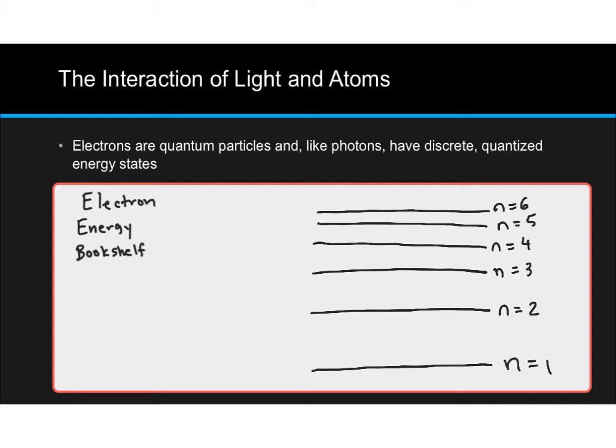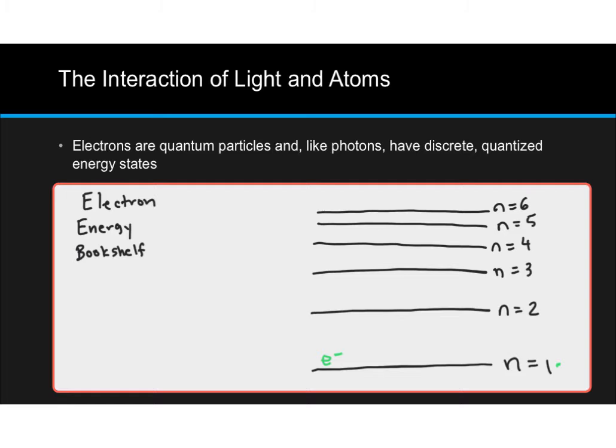Atoms will place electrons on shelves in the simplest way that they possibly can. Just like I'm lazy and will put an electron on the lowest possible shelf that I can, an atom will place an electron in the lowest possible bookshelf that it can possibly muster around its nucleus. Suppose that an atom has one electron to place on an energy bookshelf around it. It's going to want to place that electron on the lowest possible energy shelf, the one closest to the ground, like shelf number 1 here.